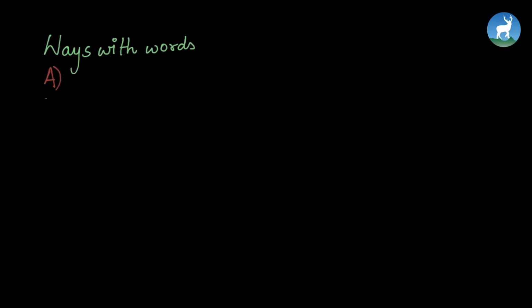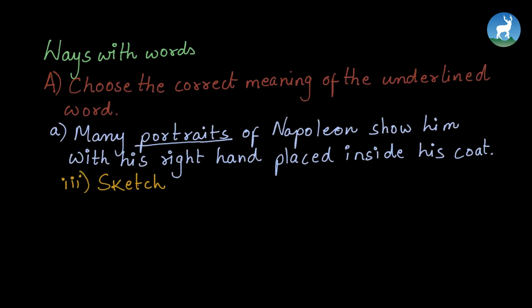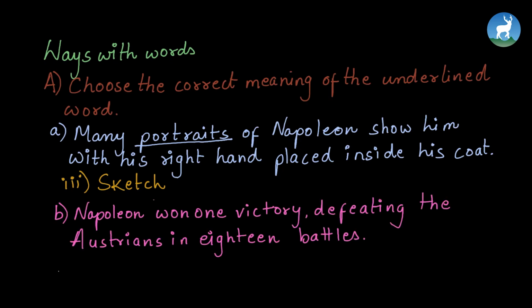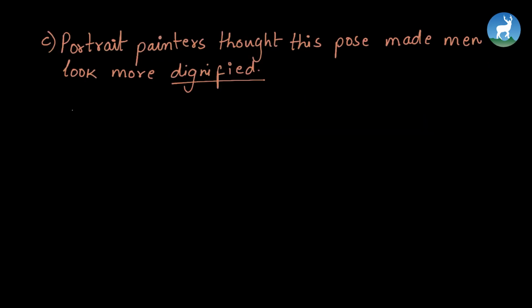Exercises, ways with words. Number A, choose the correct meaning of the underlined word. Number A, many portraits of Napoleon show him with his right hand placed inside his coat. Number 3, sketch. Number B, Napoleon won one victory, defeating the Austrians in 18 battles. Beating. Number C, portrait painters thought this pose made men look more dignified.